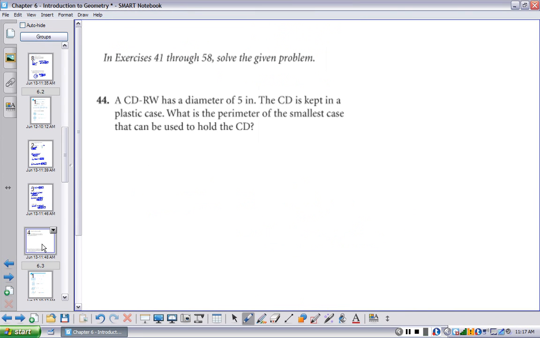Right, so I got a couple of word problems. A CDRW has a diameter of 5 inches. The CD is kept in a plastic case. What is the perimeter of the smallest case that can be used? So the smallest case will also have a diameter of 5 inches. So circumference is pi d.